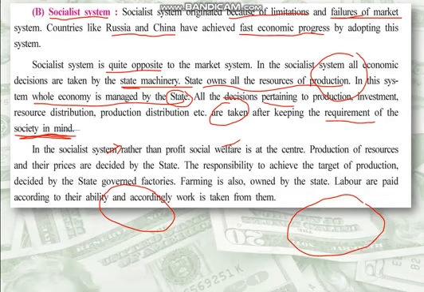In the socialist system, rather than profit, social welfare is at the center. Production of resources and their prices are decided by the state. What to be produced, when to be produced, all the things are decided by the state itself. The responsibility to achieve the production target is decided by the state. Factories, as I told you, are owned by the government, and that's why the government decides what target is to be produced, how much to be produced. Farming is also owned by the state.